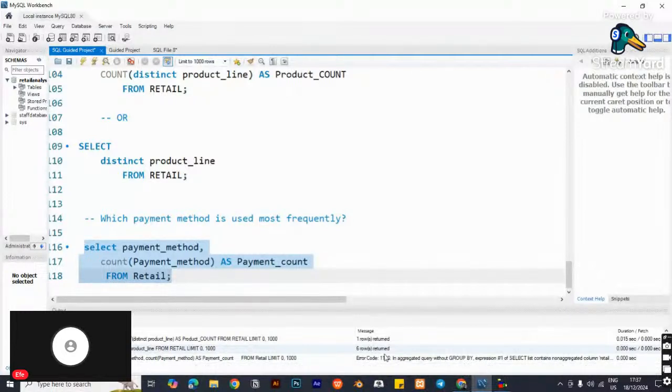Okay, so it's showing us the error here. Showing an unaggregated query without group by. Okay, so let me explain this for us now. They run an error.